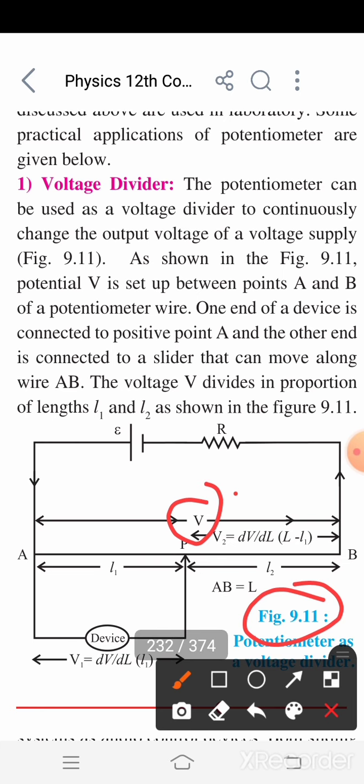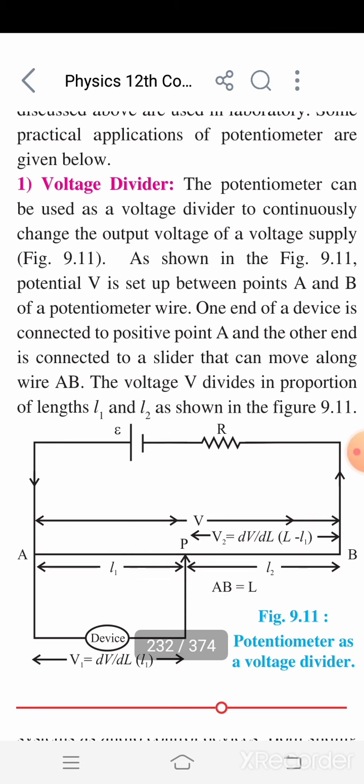The voltage V divides in proportion to lengths L1 and L2 as shown in the figure. Means if we have potential difference between points A and P, then it is proportional to the length L1, and if we measure potential difference between P and B, then it varies in proportion to length L2. That is the voltage divider arrangement.